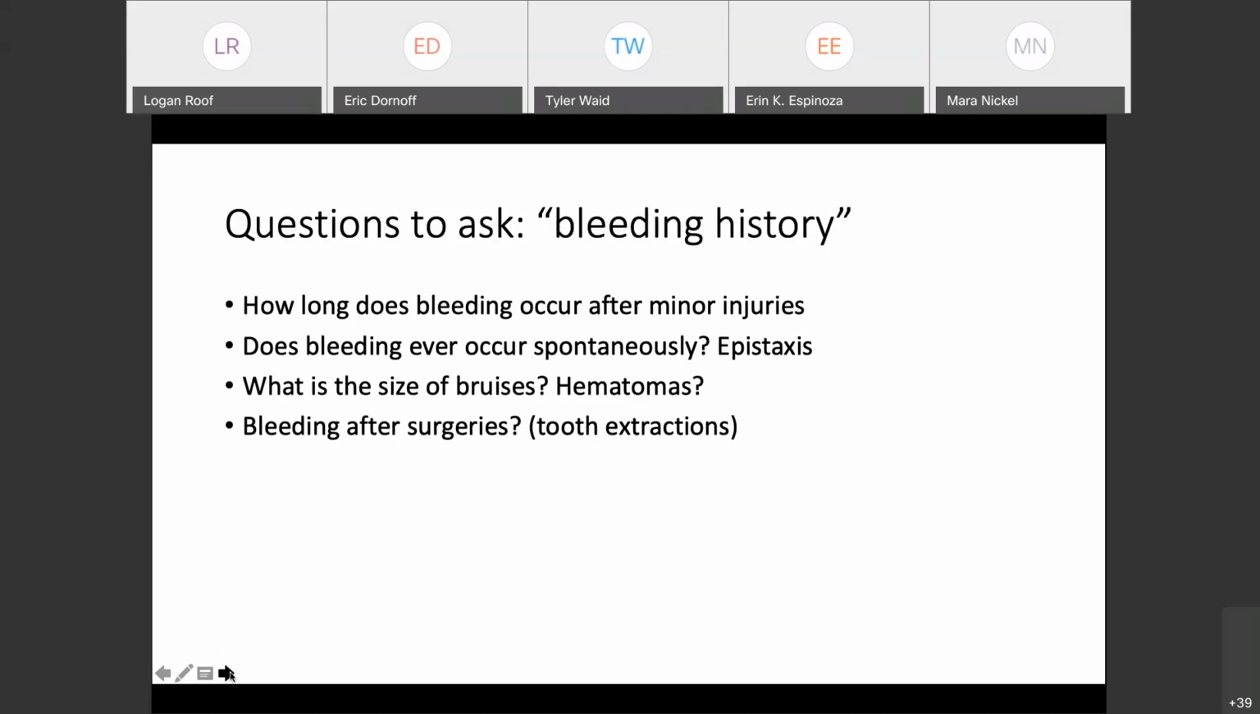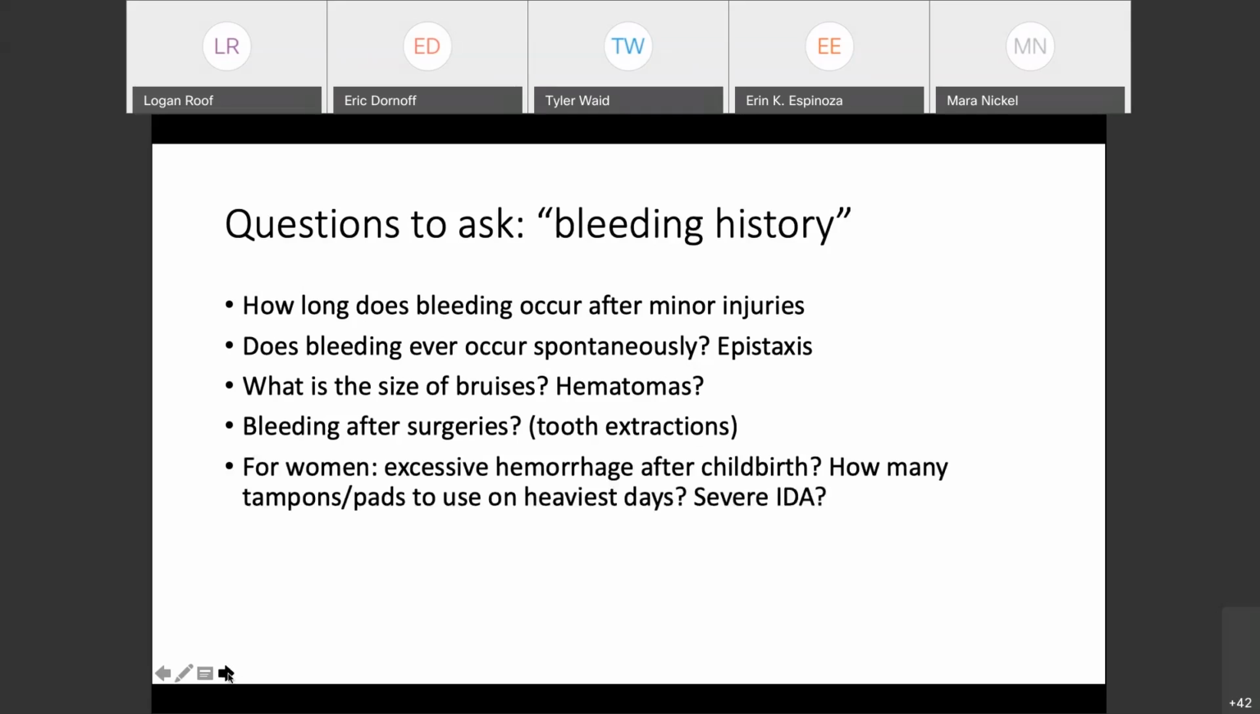Does he get bleeding after surgeries? Specifically, this comes with tooth extractions. A lot of patients will get a tooth extraction, maybe a wisdom tooth as a young adult, and they'll wake up in the middle of the night with blood pooling onto their pillowcase. That's not normal, and it should prompt you to think there might be an underlying bleeding disorder. For women, think of excessive hemorrhage after childbirth. How many tampons or pads do they use on their heaviest days of their periods? And how severe can their iron deficiency be with menorrhagia?